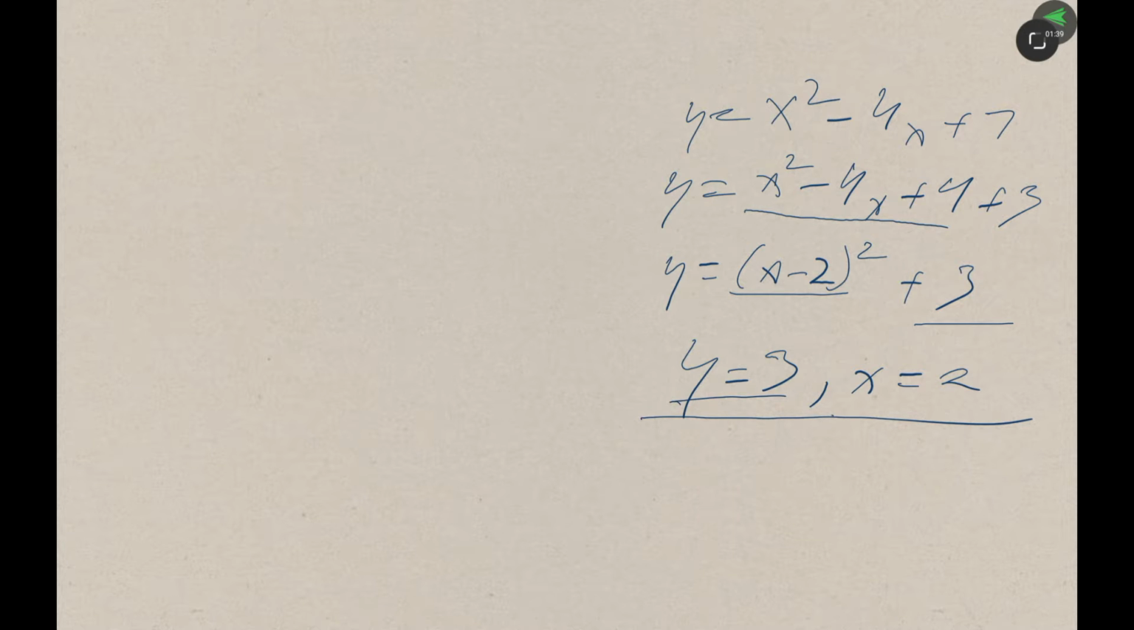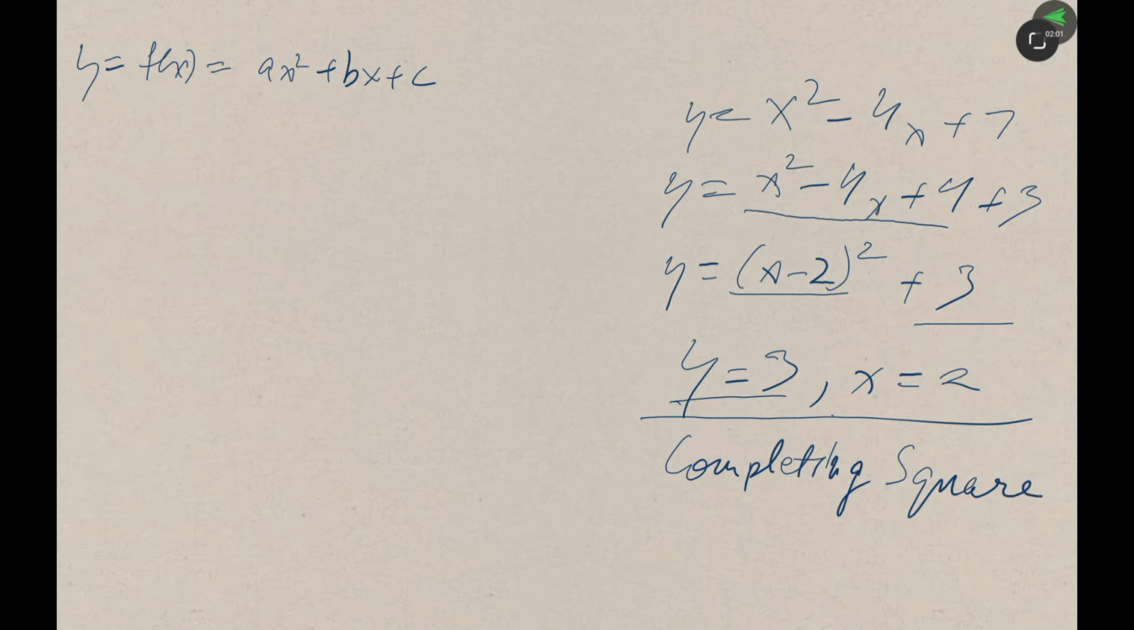Now let's generalize this here. If we have a function y equals f of x equals ax squared plus bx plus c, I will be using the method known as completing the square. If you do not know about it, you can find it on the internet. It is a method for solving quadratic equations, quadratic functions. So I will not involve the steps for this method. I will only write the final step.